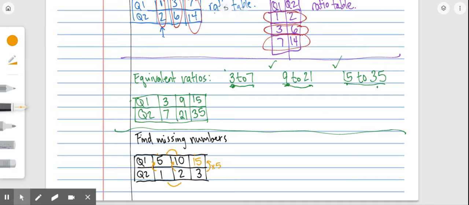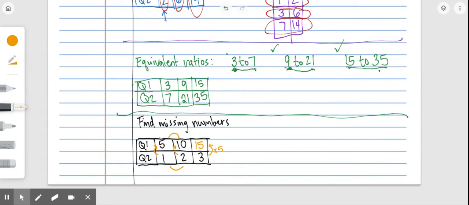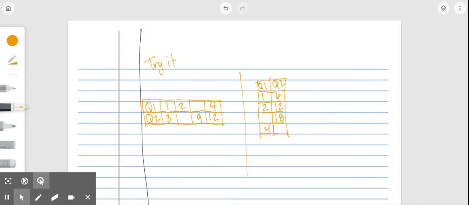Okay. So let's do another try it. I'm going to start a new page. Actually, will you make sure that you write down any questions that you have before you start the new page? Okay, so copy down these two ratio tables and see if you can find the missing numbers for this spot and for this spot. And then on the other one for this spot and for this spot. So take a minute, pause this. I'm going to give you about 2 minutes. Try these problems. Find those missing numbers.